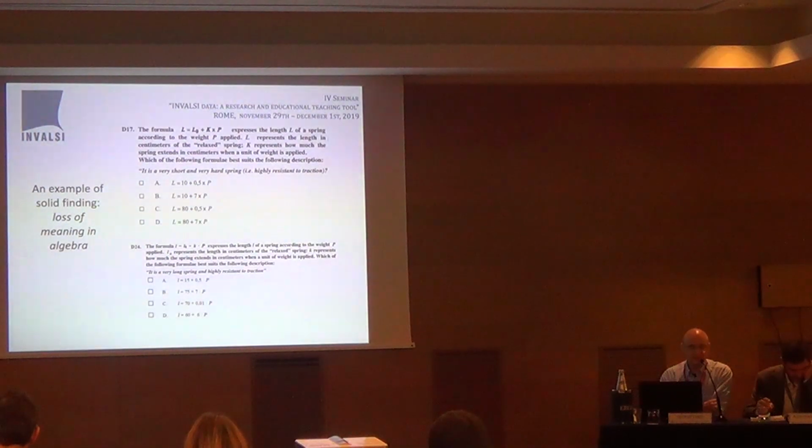A very important example is the loss of meaning in algebra. We know from mathematics education that there is a loss of meaning when you go from arithmetic to algebra, and typically in high school students start using symbols without relating them to any mathematical meaning. This is an example of a relationship of the behavior of a spring when you pull it, and how the spring elongates. I'm not entering into details, but what is important is that the same test has been given to students of grade 8 and then students of grade 10, and these are the results.